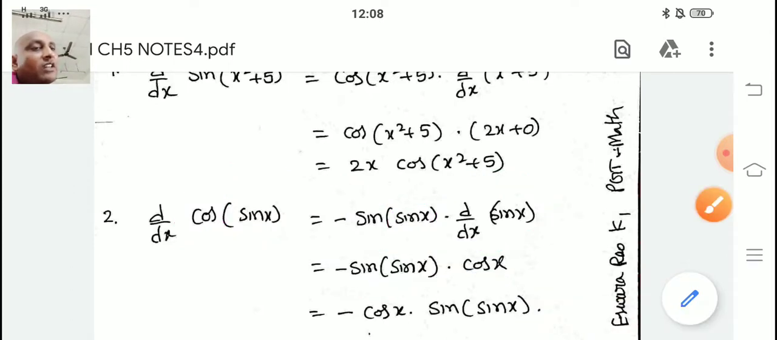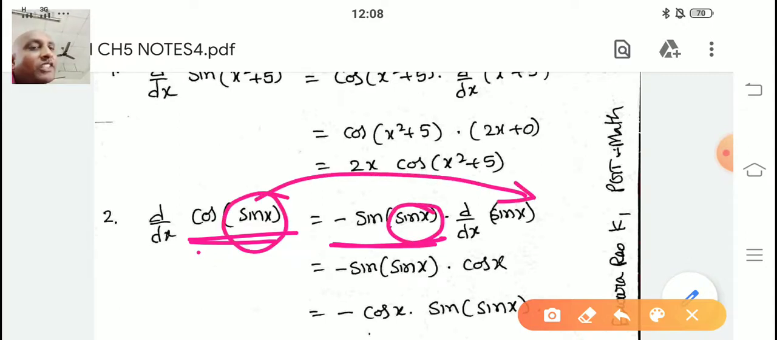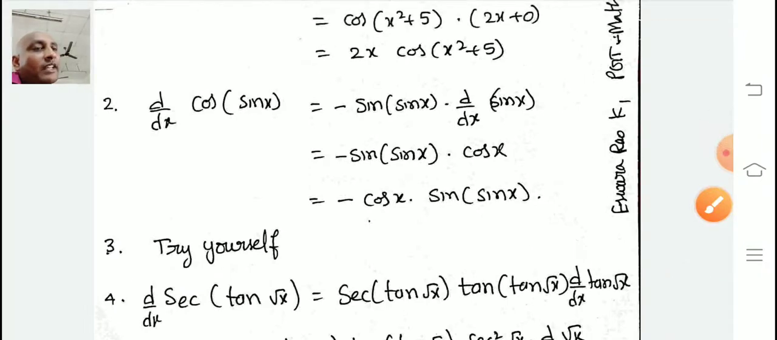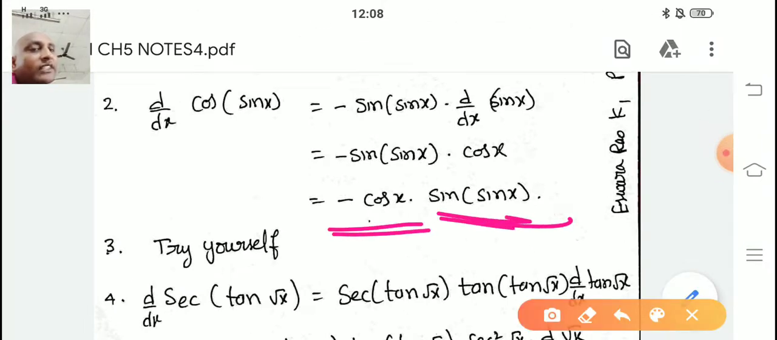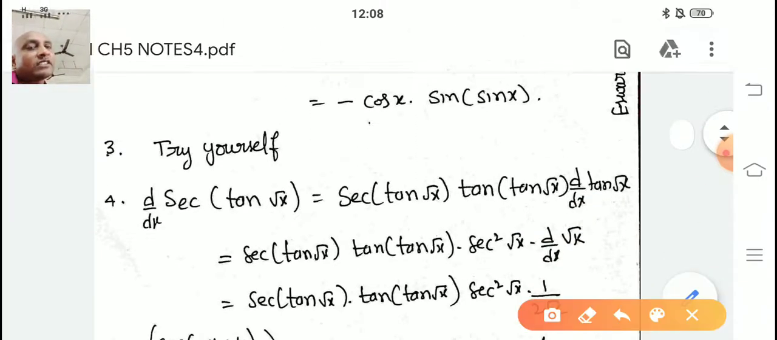Try to understand what I am doing. Cos derivative is minus sine theta. Theta means sin x. Okay. Then sin x derivative must be differentiated and multiplied. Sin x derivative is cos x. So minus sine of sin x into cos x is the required answer. So the simplified answer is minus cos x into sine of sin x is the d by dx of cos of sin x. Next question. Third question, try yourself.